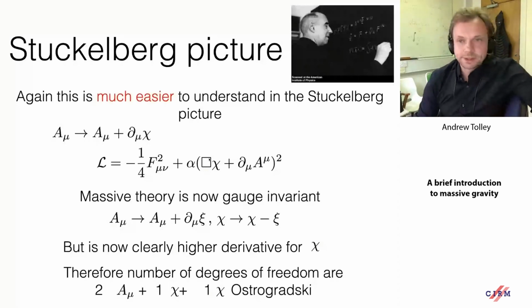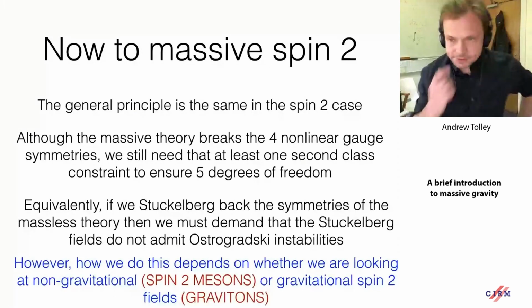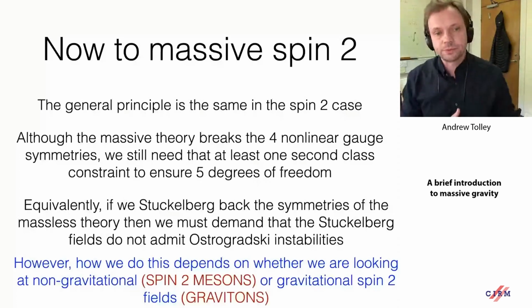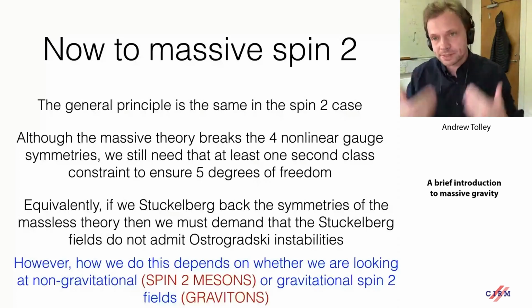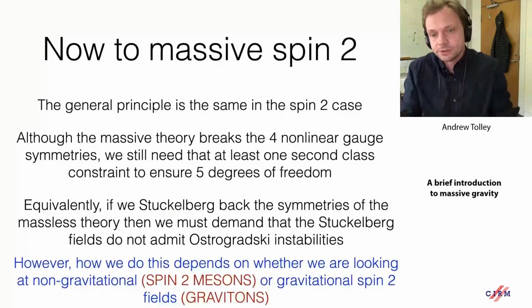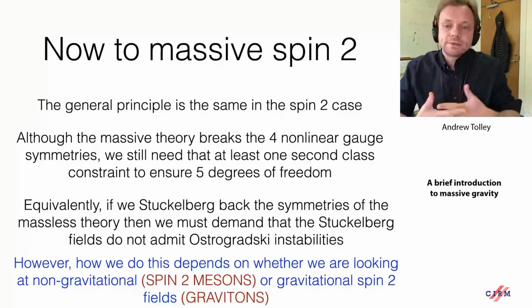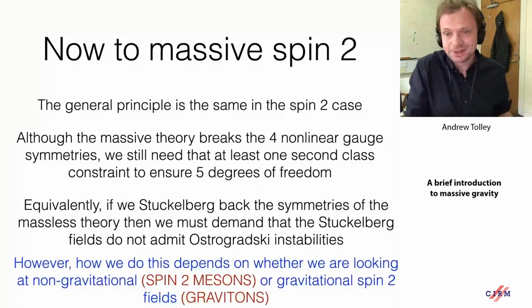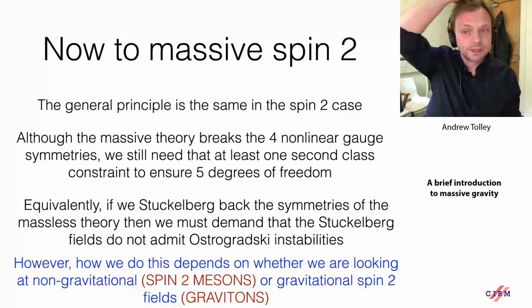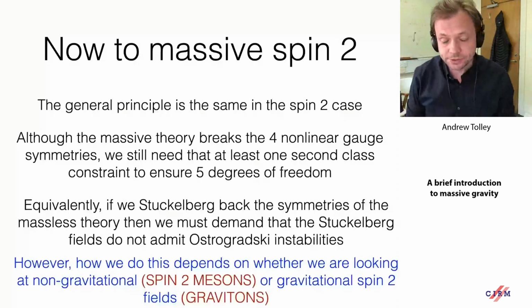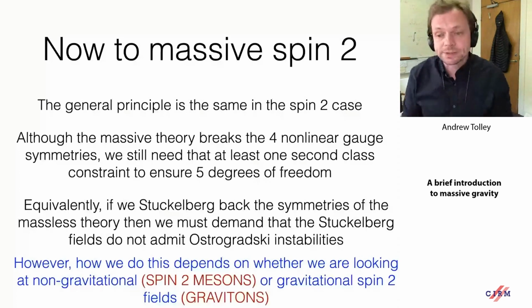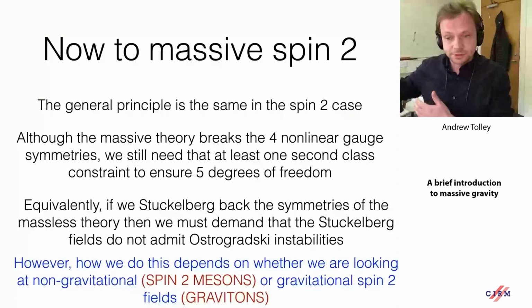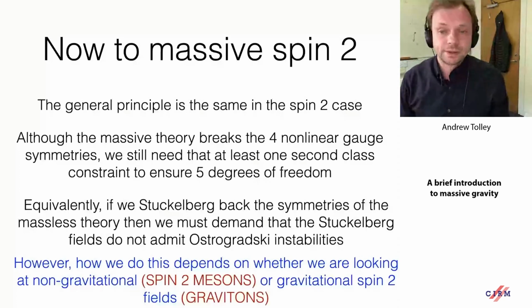So again, let's go to the spin 2 case, and the general principle is the same. So if you got that from how we did it for the Proca, it's the same thing. So even though a massive spin 2 particle will break the underlying gauge symmetry, it's nevertheless the case that we need to preserve some of that structure from that underlying gauge symmetry. So for example, although we no longer have first-class constraints, we still need to have second-class constraints in order to remove the initial unnecessary degrees of freedom. Alternatively, if we think about it in the Stuckelberg picture, we still need to demand that the equations of motion for the Stuckelberg fields do not have Ostrogradsky instabilities, so they're not higher derivative.